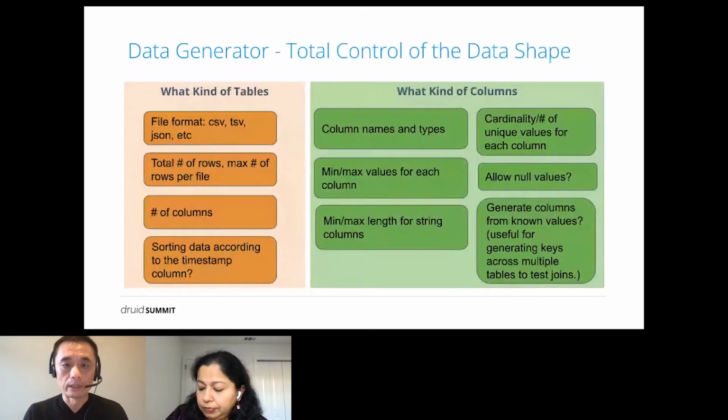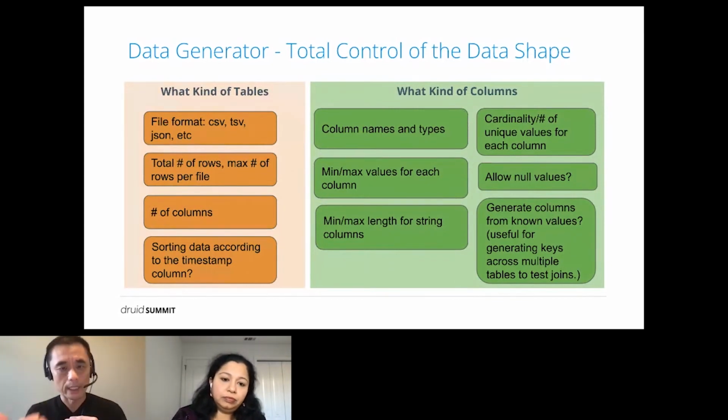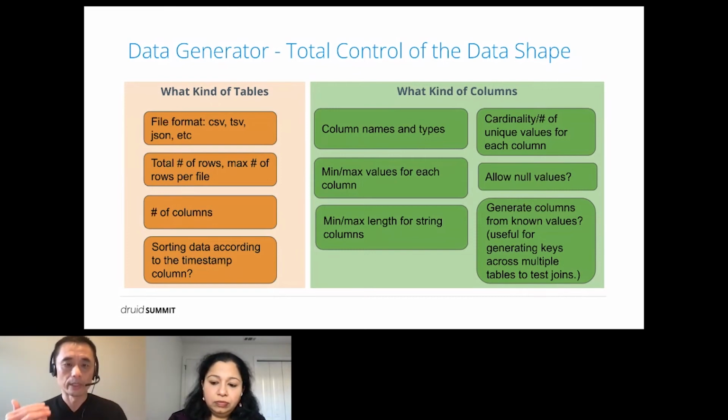So with the data generator, you have total control of the data shape. For example, you can tell the data generator what kind of tables you want, file formats: CSV file, TSV file, JSON. If you have used Druid, you know Druid supports a lot of different file formats, which is the beauty of Druid. You can tell the generator how many rows you want to generate, a max number of rows, max number of rows per file.